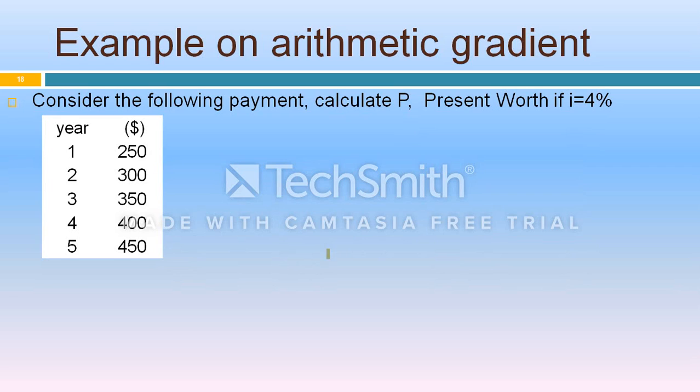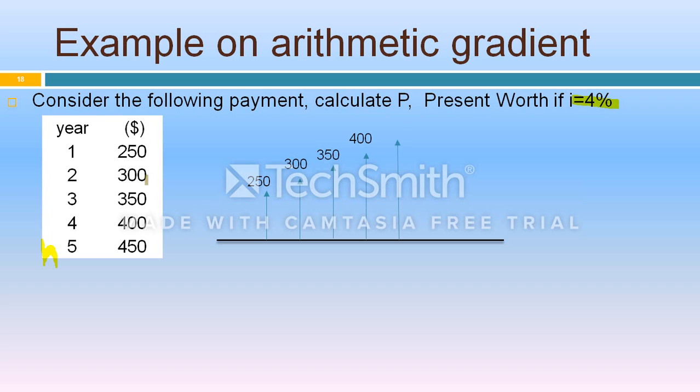Okay, let's solve one example. Considering the following payments, calculate P, the present worth, if i equals 4%. So we have the interest rate of 4% and we have 5 payments, so N equals 5, right? And we have these payments. At the start, to know what type of formula and what type of payment series you should use, I prefer to draw the cash flow. The first year is 250, second is 300, then 350, 400, and 450.